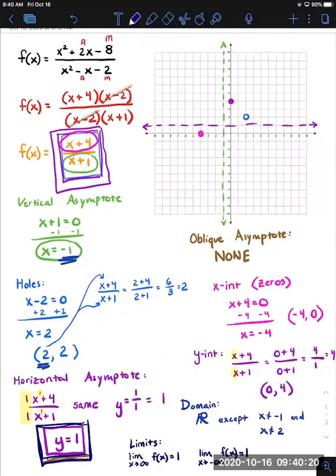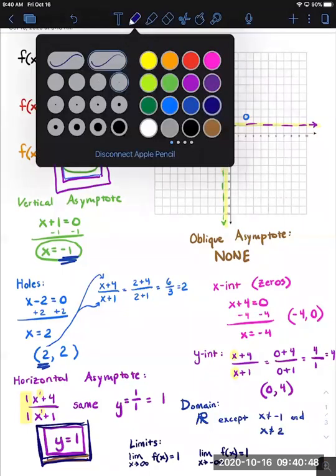So step number 11 is to sketch the graph. I've already put on the vertical asymptote, the horizontal asymptote, the hole, the x, and the y-intercept. So as you can see, I've kind of split my graph into 4 quadrants. Right? I have a vertical line here, I have a horizontal line here. Now, you don't want to cross those asymptotes.